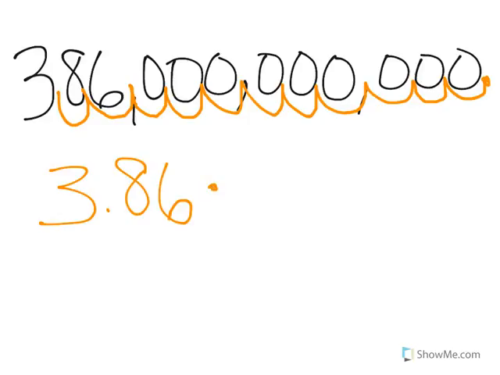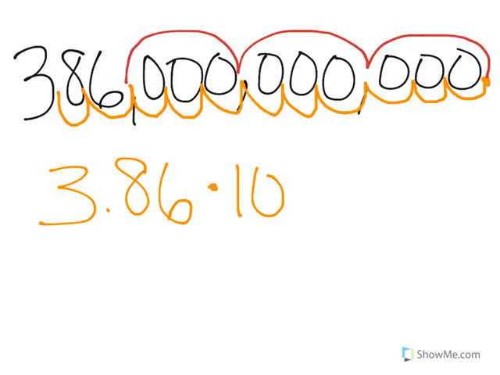And I'm going to multiply it by 10 to some power. The power is going to be however many times I moved my decimal. So let's see. I'm going to count my zeros in groups of 3. So here I moved it 3, and then I moved it 6, and then I moved it 9, and then I only moved it 2 more, so 9, 10, 11 place values. So this is going to be 3.86 times 10 to the 11th.